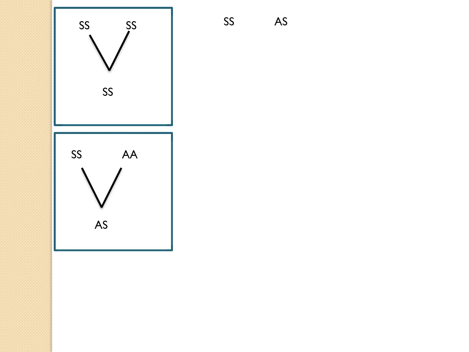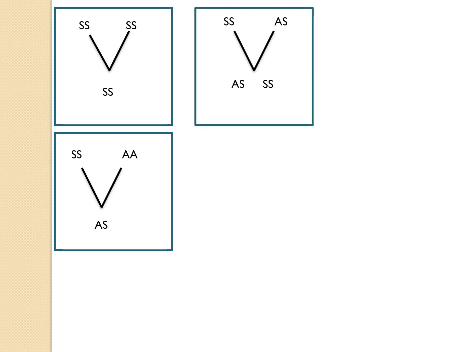What is the third condition? If the father is a sufferer and the mother is a carrier, there are two chances. 50% of them will be carriers and 50% will be sufferers. Obviously there's going to be one condition where it's taking S from the father and A from the mother. But the second condition is where it's taking S from the father and S from the mother. So this is the third condition.